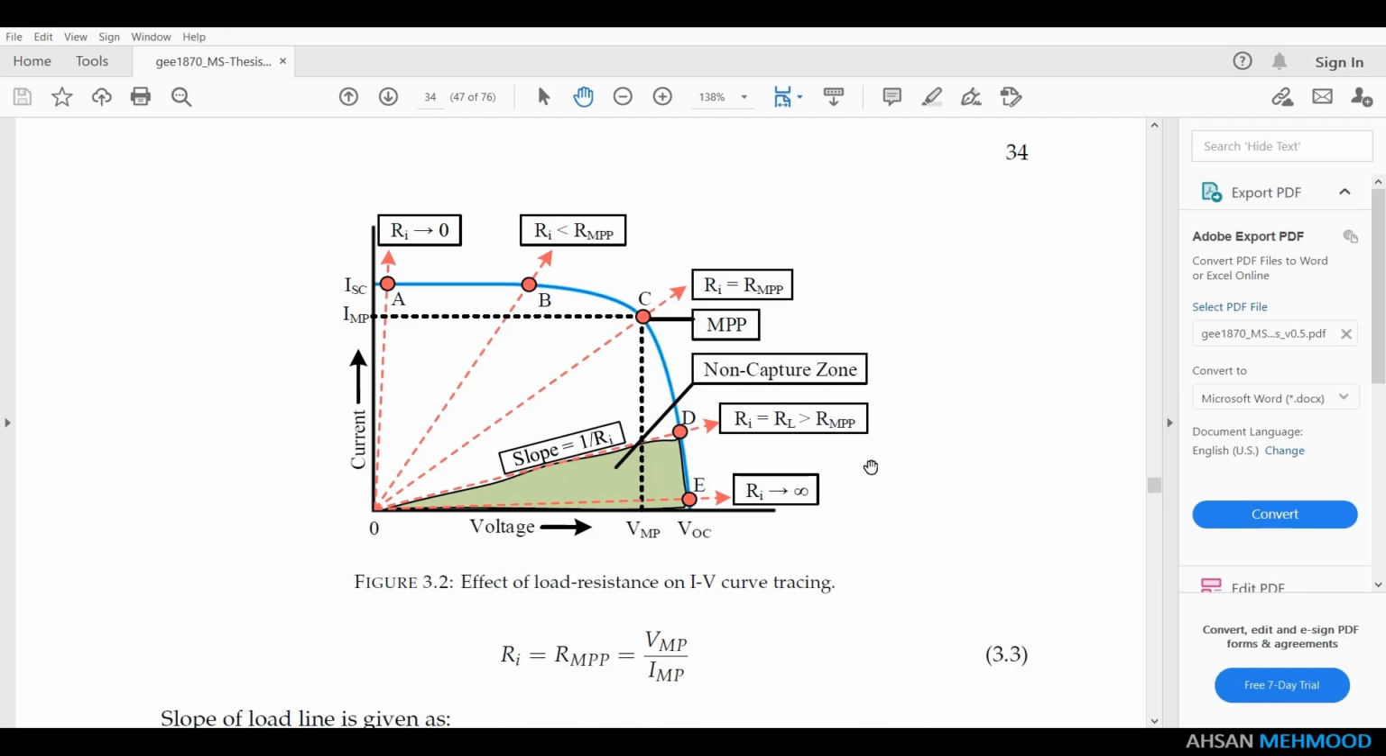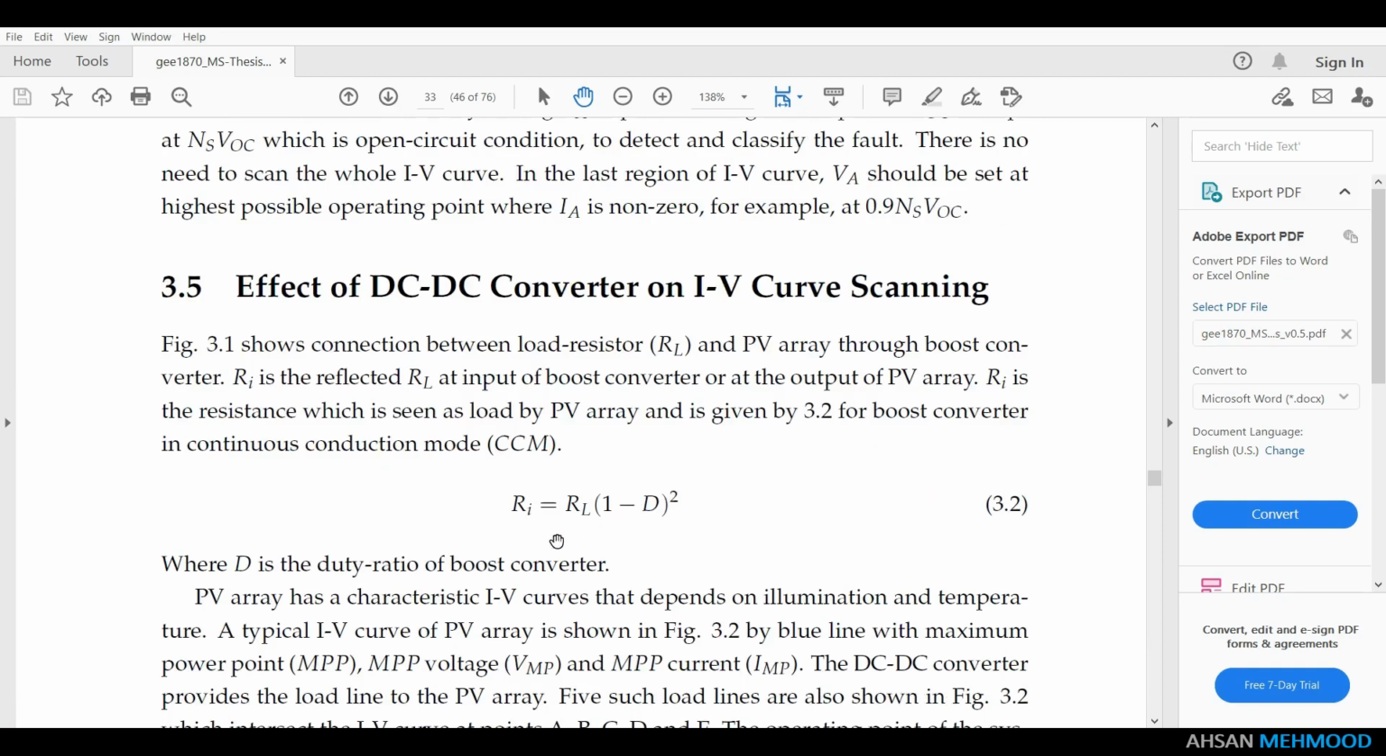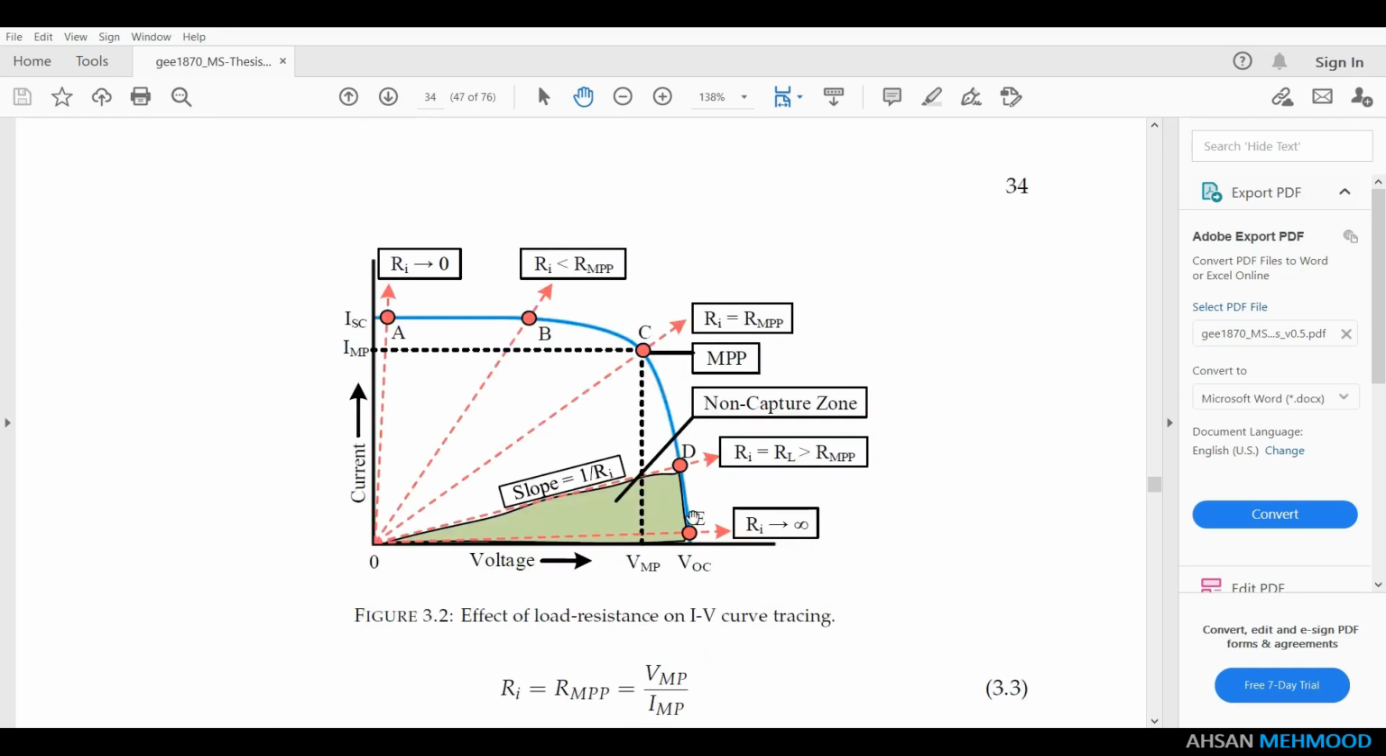So what can we do in this circumstance to fully scan the IV curve? We need to increase the value of Ri, which may be done by either decreasing the value of D, which is not possible any longer, or increasing the value of load resistance, which is still possible. As a result, the higher the value of load resistance, the more completely the IV curve may be scanned.